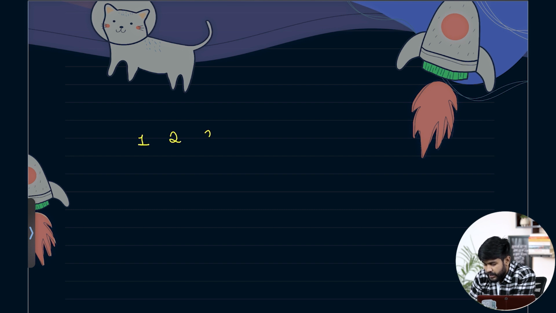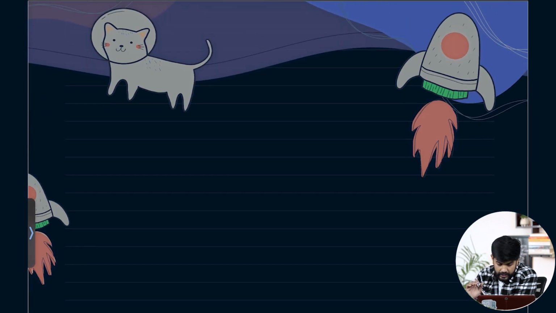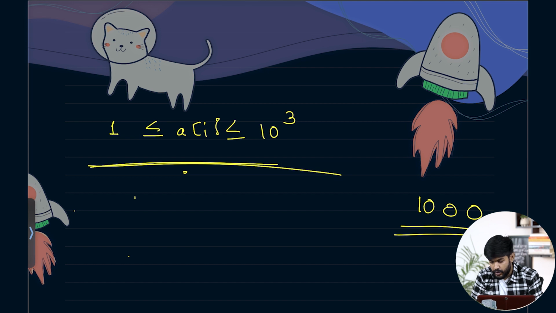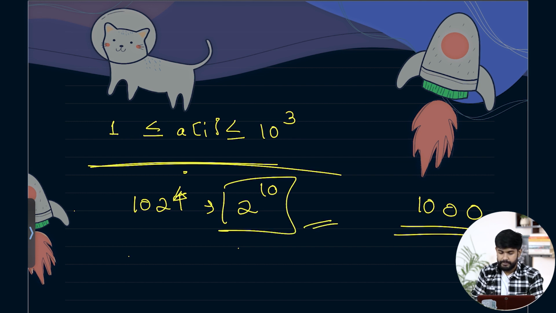Like we have 1, 2, 3, 4, 5, 6, 7 and 8. Now let's just talk about the number 10 to the power 3. The constraint is that a of i is from 1 till less than or equal to 10 to the power 3. What is basically 10 to the power 3? Like, 2 raised to the power 10 is 1024. And 10 to the power 3 is how much? 1000. So 1024 is nothing but 2 to the power 10 at max.